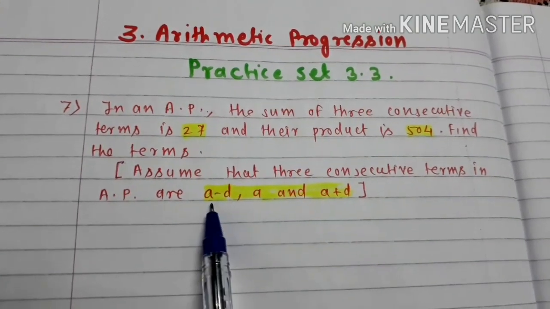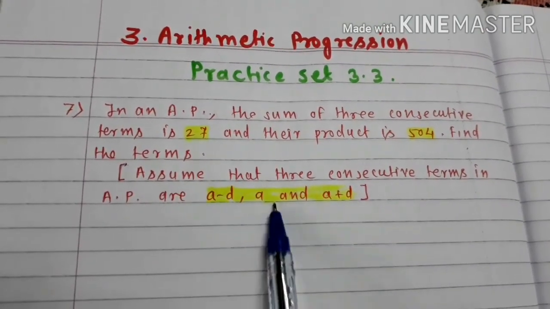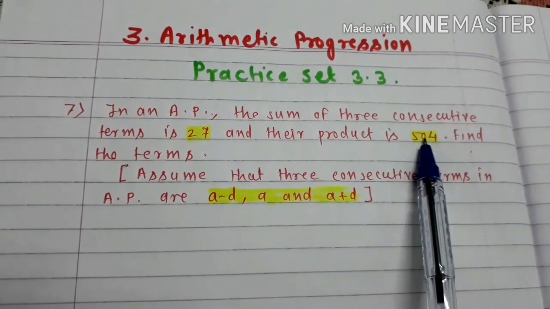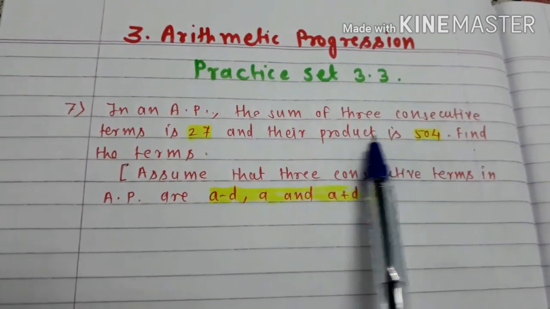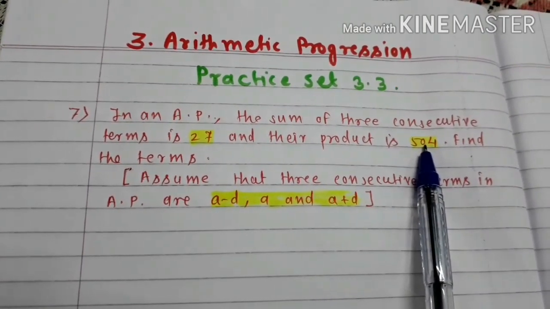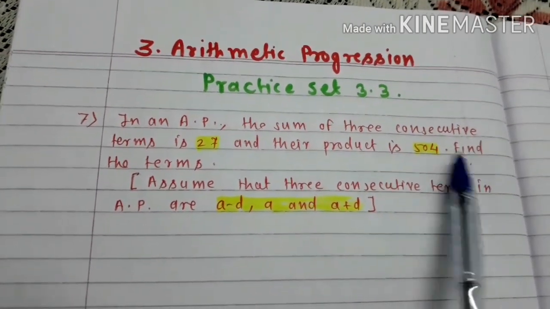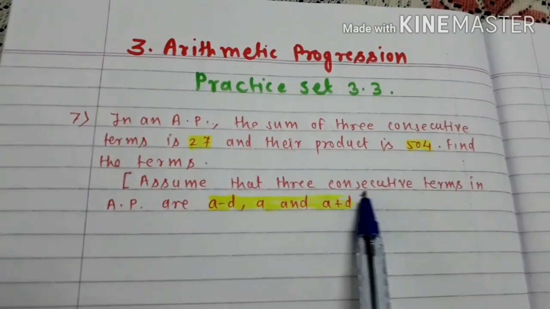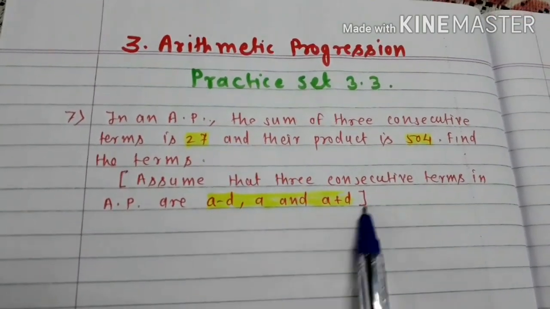The product of 3 consecutive terms is 504. Product of 3 consecutive terms is 504. Then find the terms. We have to find those 3 terms.